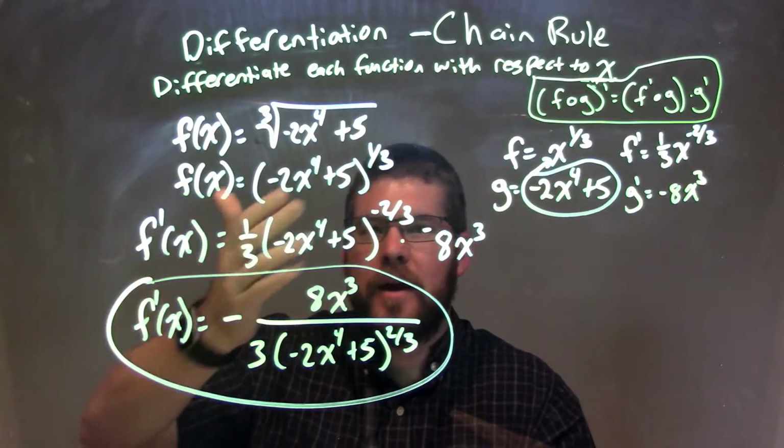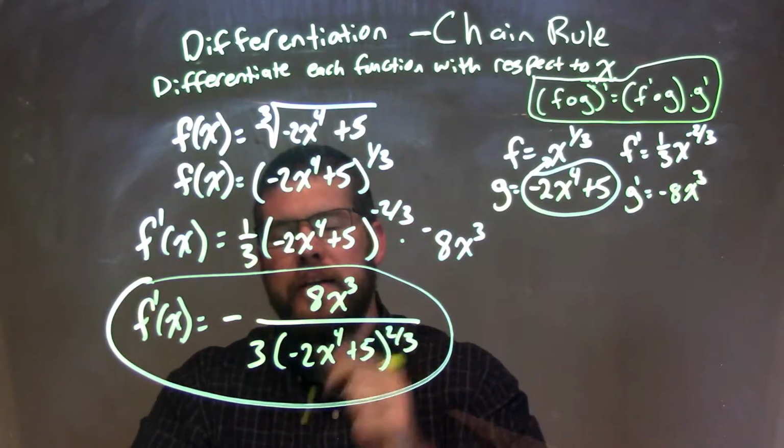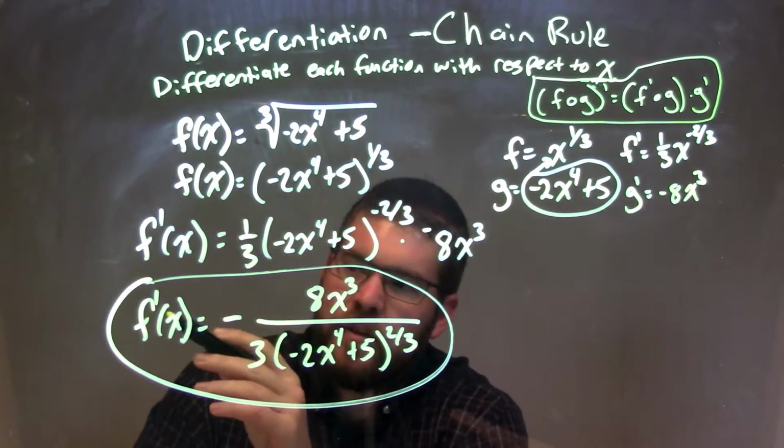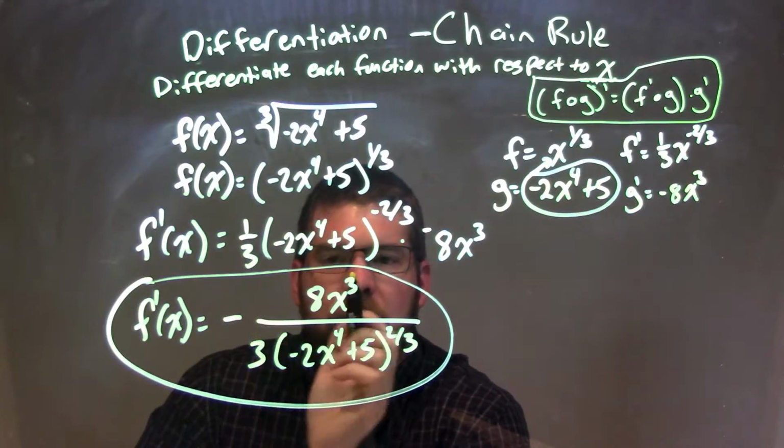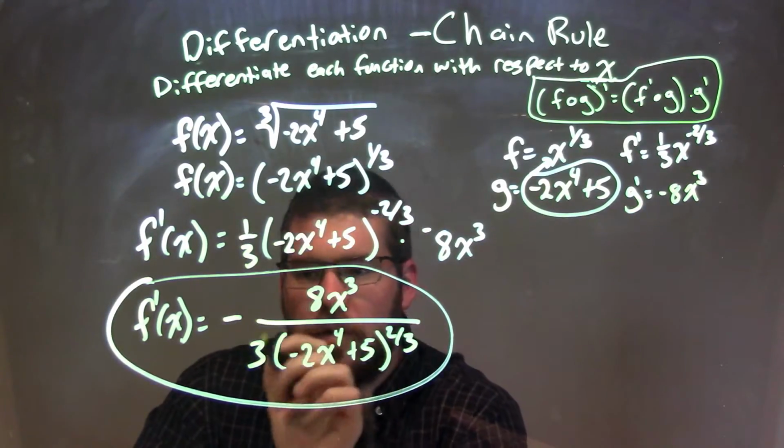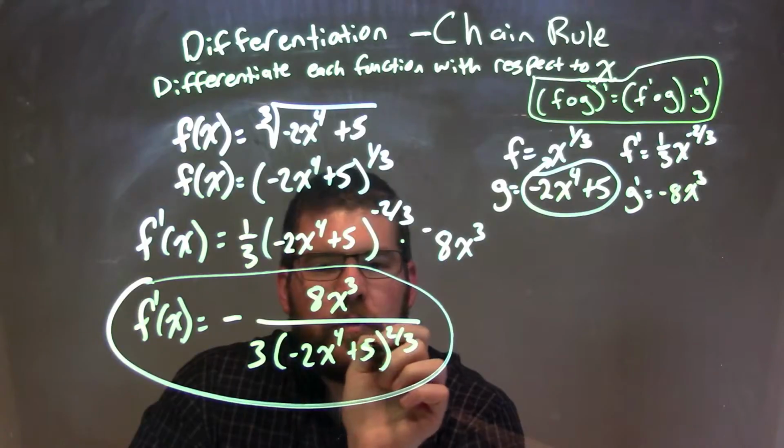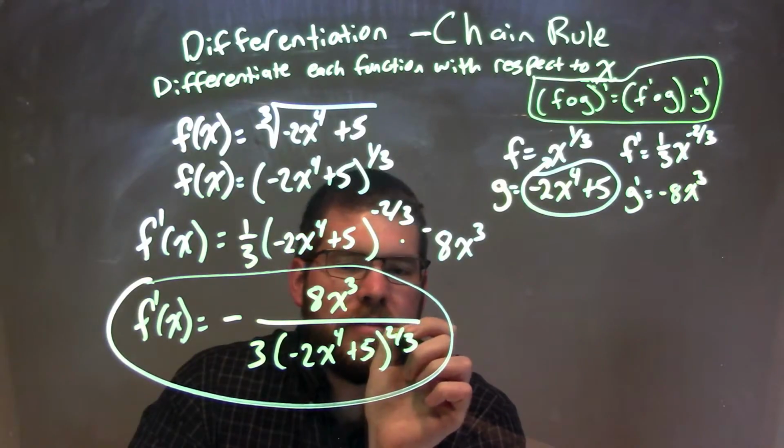I simplified, right? Bringing my negative exponents down and combining it into a fraction here. And now my final answer of f prime of x is equal to negative 8x to the third over 3, parentheses, negative 2x to the fourth plus 5, and that parentheses is to the 2/3.